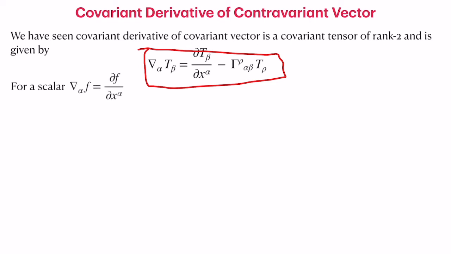There is another simple way. Another important point to notice is that the covariant derivative of a scalar is also its ordinary derivative or partial differential.